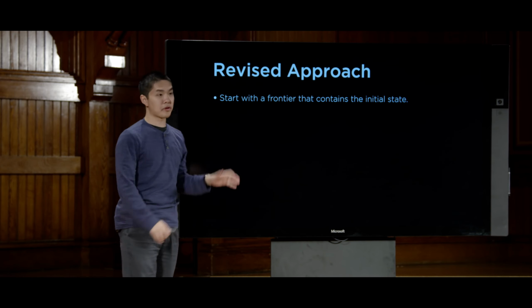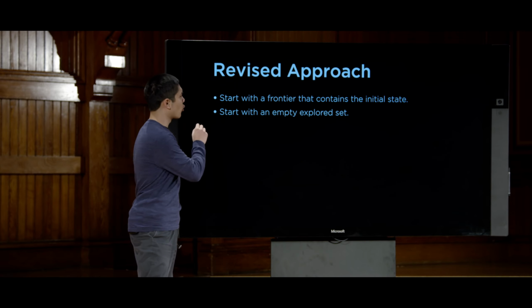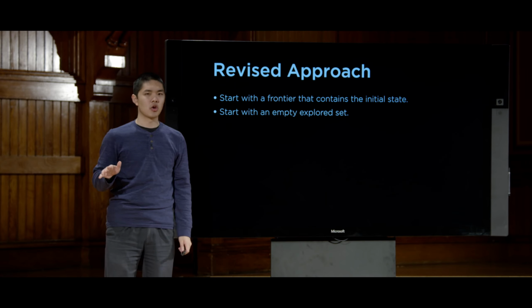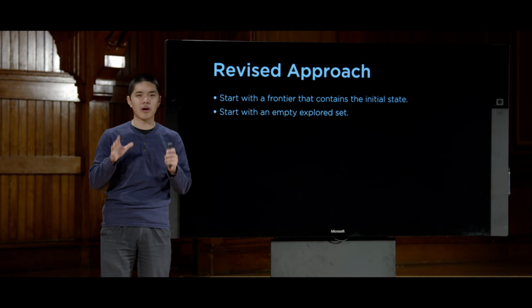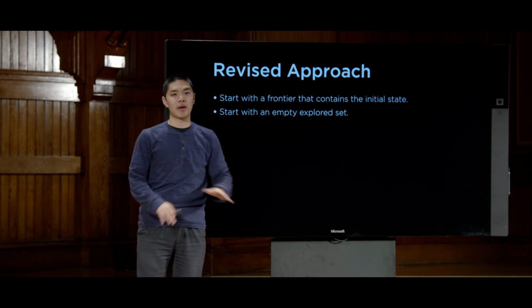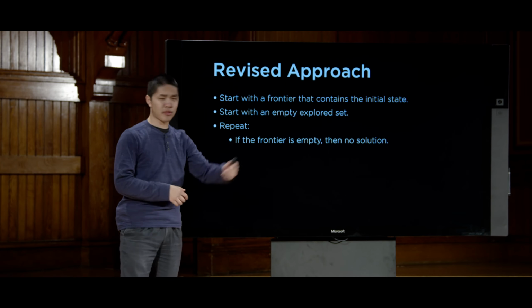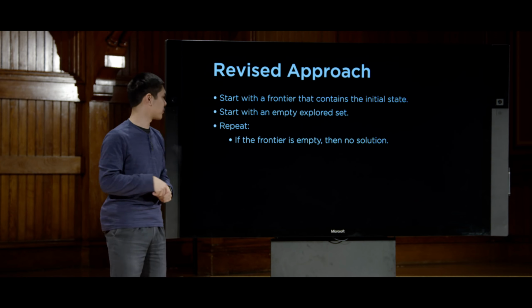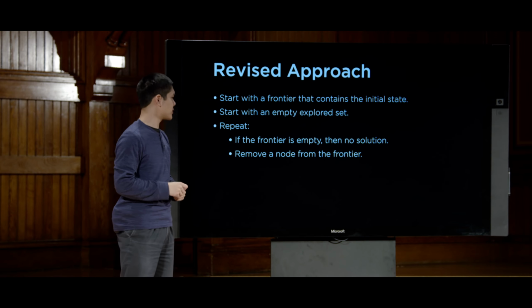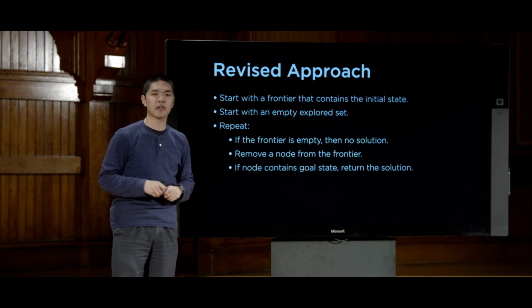We'll start with a frontier that contains the initial state, same as before. But now, we'll start with another data structure, which will just be a set of nodes that we've already explored. So what are the states we've explored? Initially, it's empty. We have an empty explored set. And now we repeat. If the frontier is empty, no solution, same as before. We remove a node from the frontier. We check to see if it's a goal state, return the solution. None of this is any different so far.